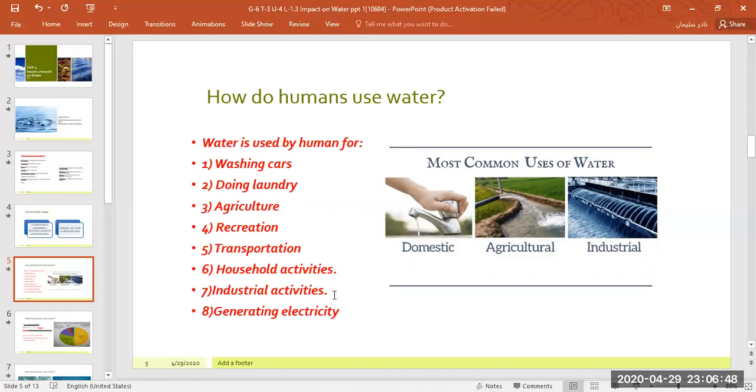Industrial activities, manufacturers use water in their industrial activities. And finally, generating electricity. Water is an important source for generating electricity. It's so important for generating electricity, and many countries use water to generate electricity. We'll speak more about this point.